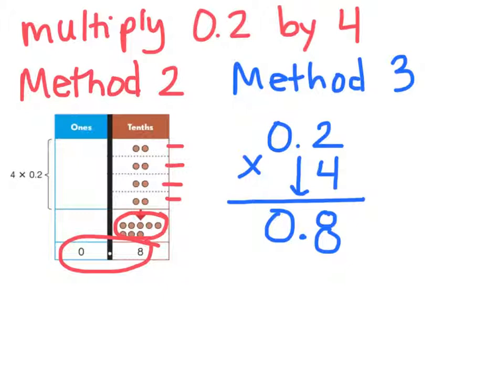The other pattern I want you to notice is that we have 1 digit behind the decimal point in our factors, and we have 1 digit behind the decimal point in our product. So the other thing you can do is simply count the number of digits that you have in your factors that are behind the decimal point, then go all the way to the right of your number, count back, and put in your decimal point in your product.